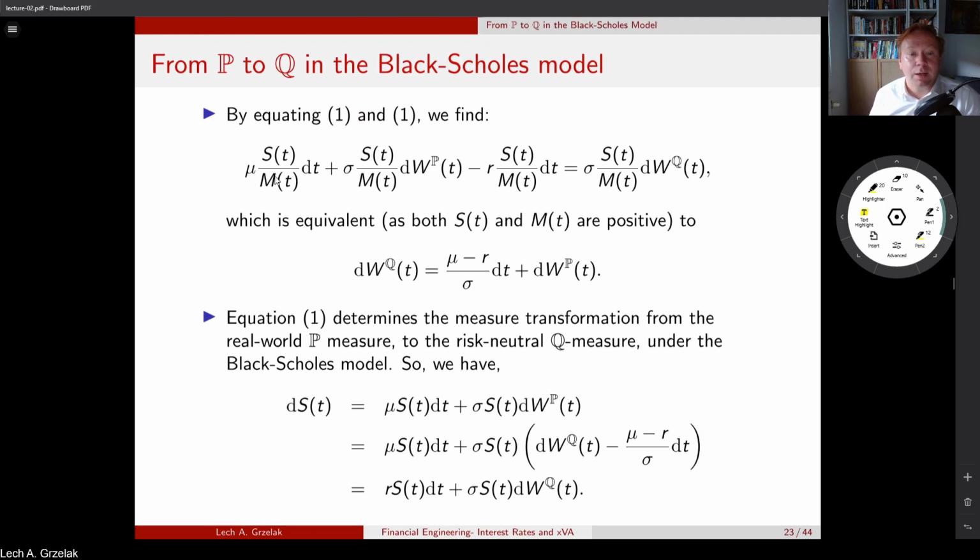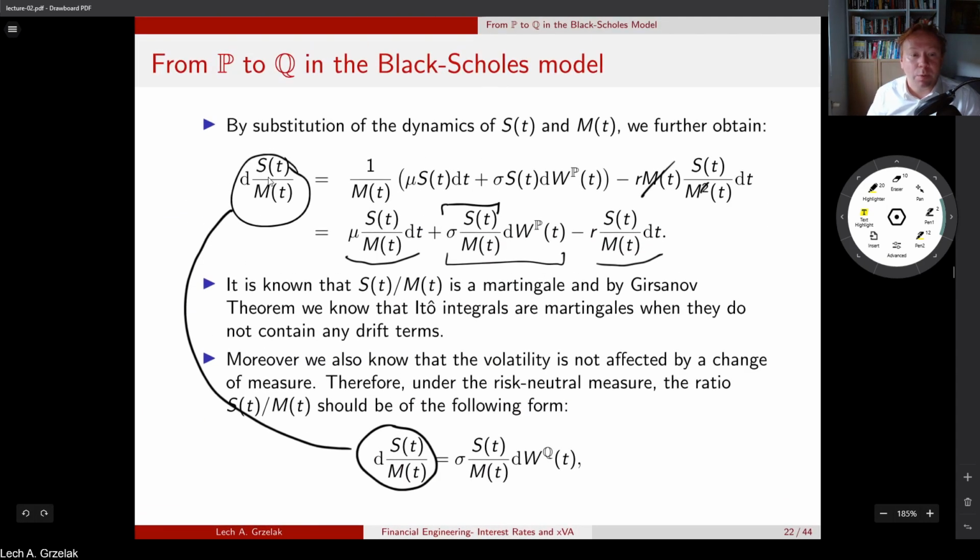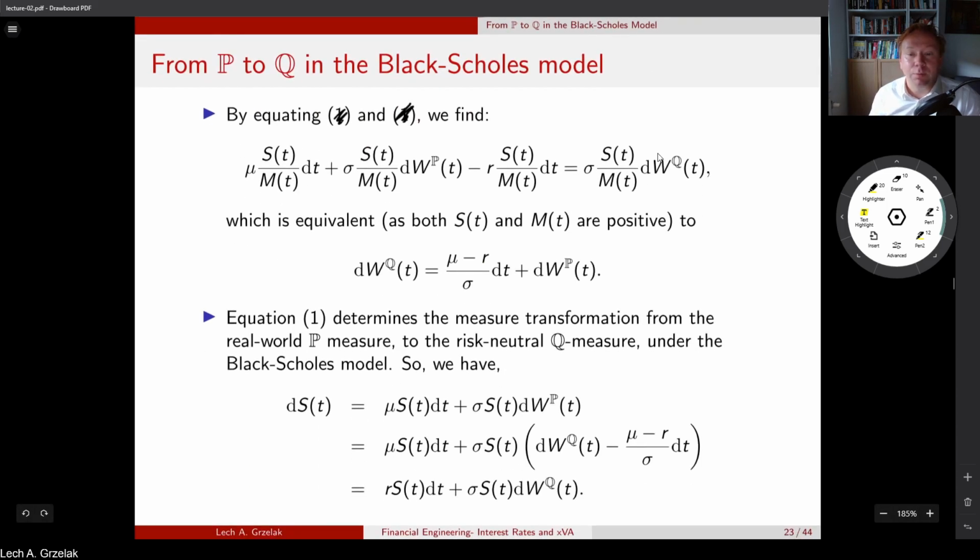So you see, if we take this equation for the dynamics of S/M, and this equation, and we combine them together, then we end up with this expression. Many things will simplify because everywhere we have S/M, so this term will cancel out. We can divide both sides of this equation by those terms, and then we end up with the following expression.